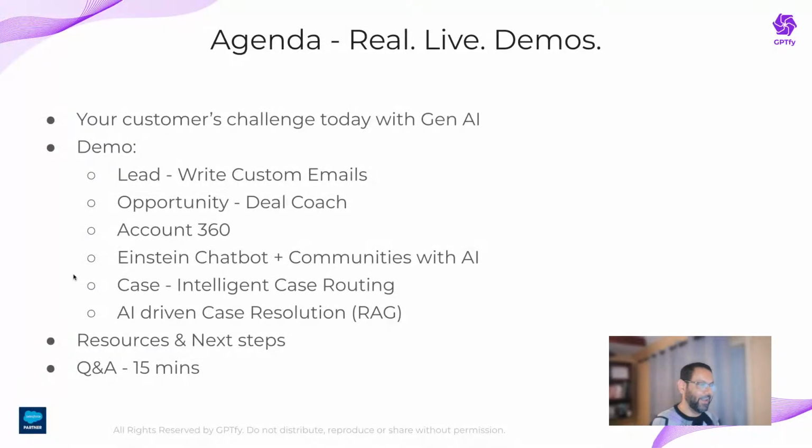All right, so we are going to share a ton of things today, and one of them is going to be talking about your customers' challenges today with generative AI. We will also talk about what you can do with generative AI, particularly leads. How can you write custom emails? We'll talk about opportunity and deal coach, account 360, Einstein chatbot with communities, case and intelligent routing, AI driven use cases for case resolution, resources, and next steps.